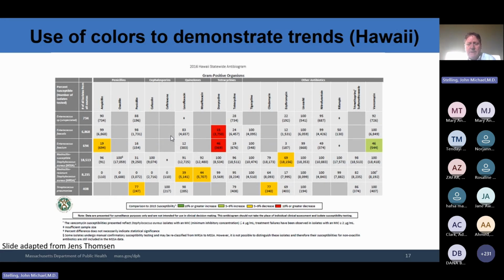What I like about this is it shows you very clearly how this year compares to the previous year. Green is good, susceptibility is getting better. Red is bad, it's getting worse. So this is a different use of colors.